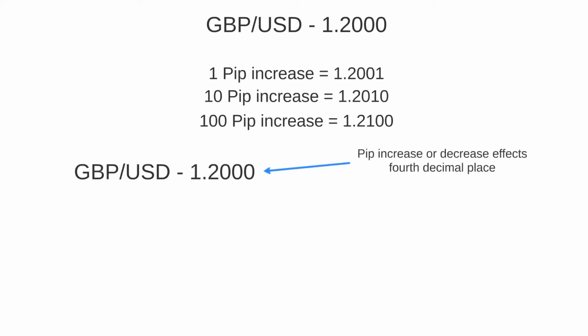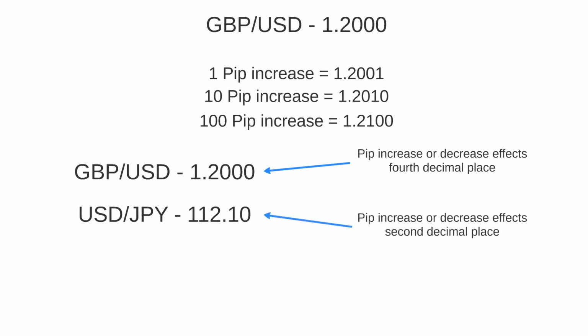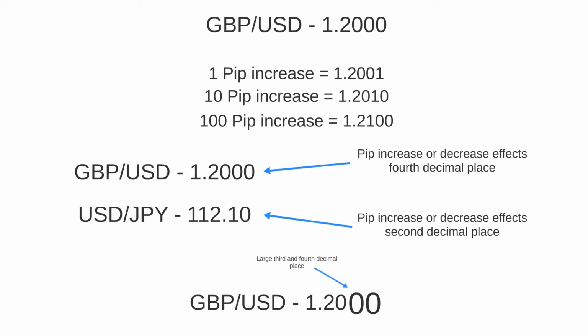There are a few exceptions to this, such as the yen pairs, where a pip change is shown on the 2nd decimal place. To make things a little easier, brokers tend to display the quote in such a way to make the decimal place of interest more prominent than the others. They'll do this by making the decimal place of interest a slightly larger font, for example, so it's obvious to the reader which number is representing the pip change.